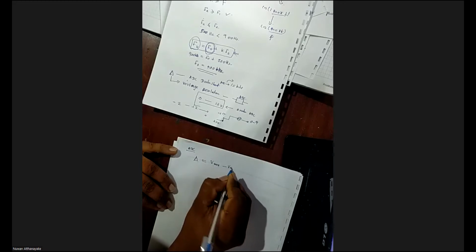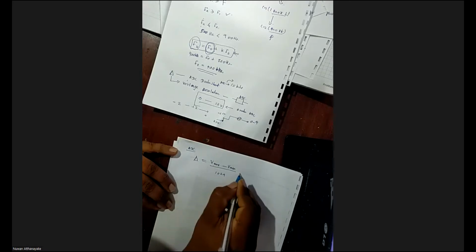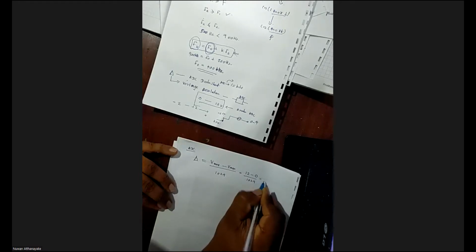So it will be the supported Vmax, the voltage maximum, minus Vmin, divided by your number of levels. For example, if the Vmax is 12 and the Vmin is 0, and if you have 1025, you will get some value. This will be the voltage levels that can be supported by the ADC.